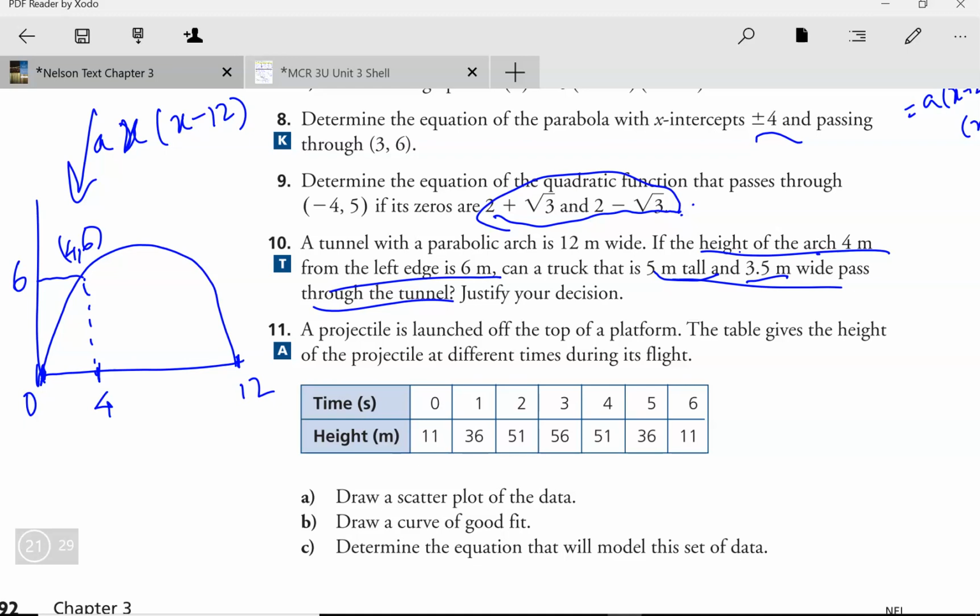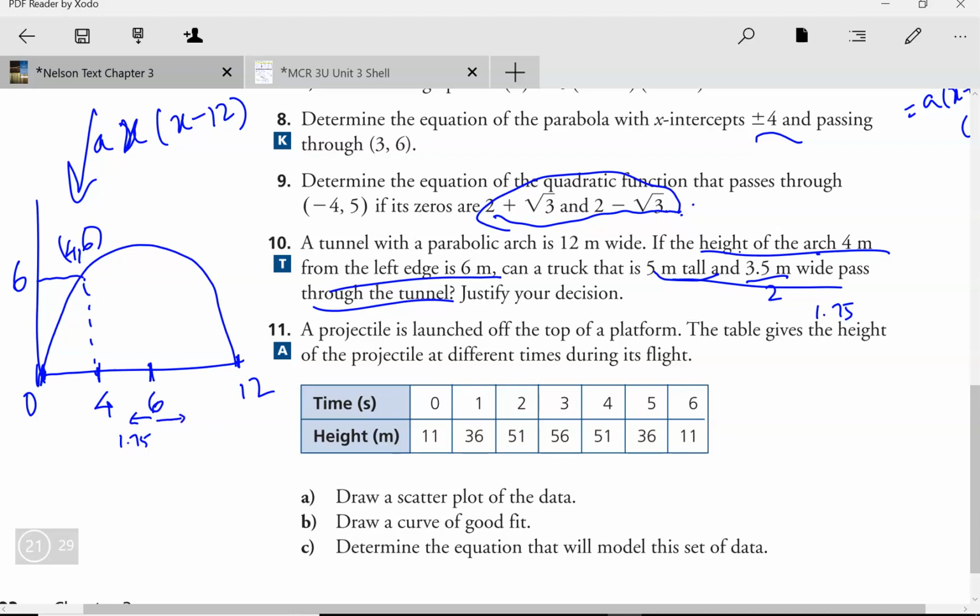So we want to look for optimum conditions. The midpoint of this is 6, right? So it's 3.5 meters wide. So we want, 3.5 divided by 2 is 1.75. So this truck should ideally be passing through between 6 minus 1.75 and 6 plus 1.75.